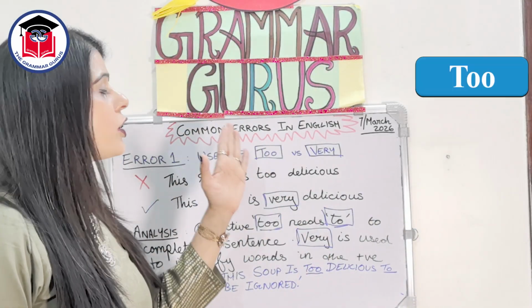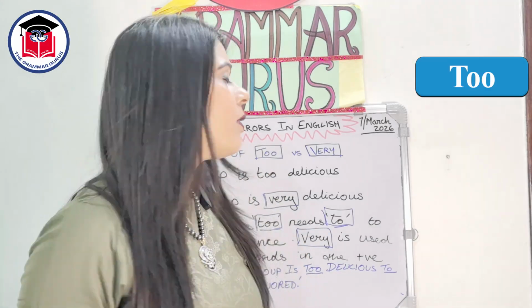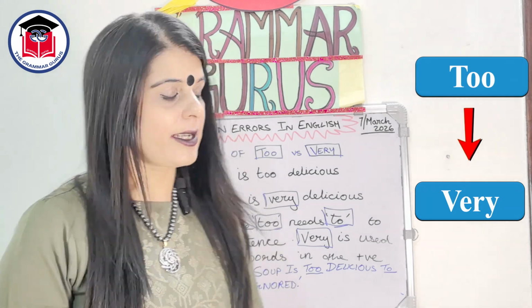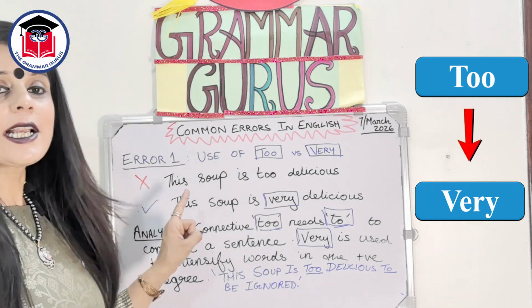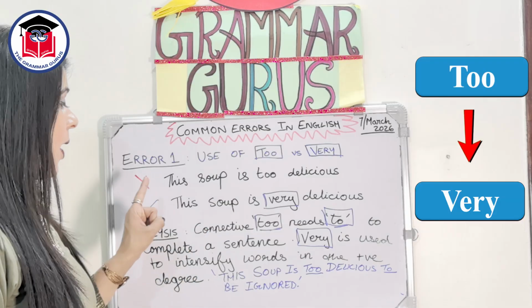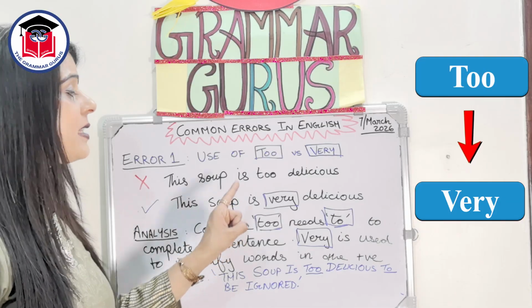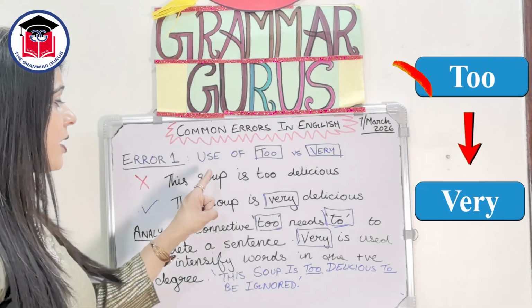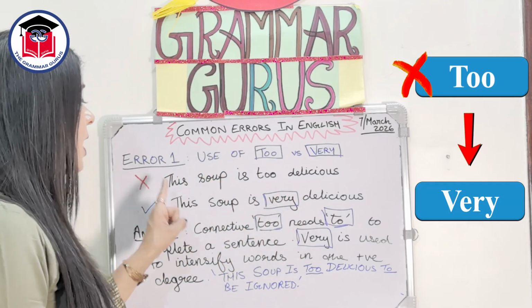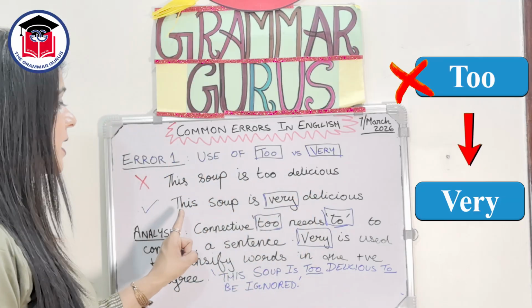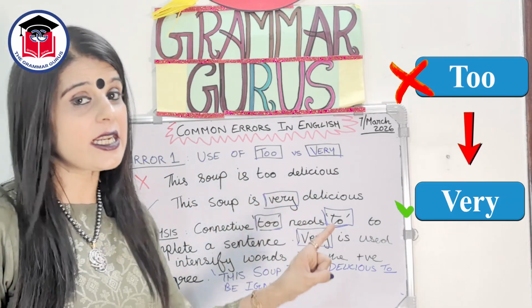Use of too, T-O-O, versus very. Let's understand the concept. Suppose I say, this soup is too delicious. Or I say, this soup is very delicious. Now, mind it that the first option is wrong. We should not say this soup is too delicious. The correct English is, this soup is very delicious.